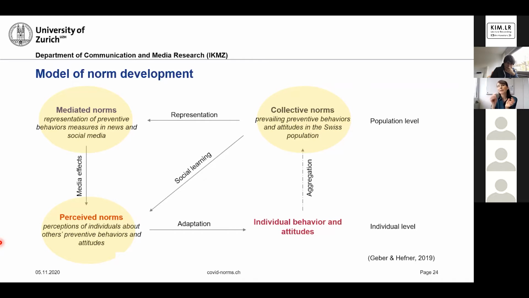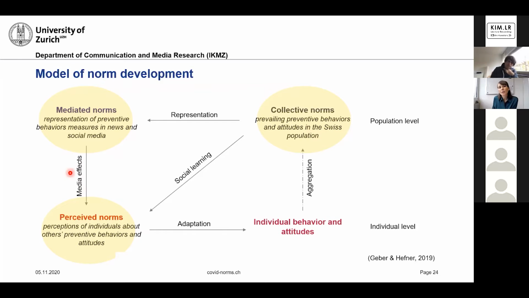And the basic idea is that health protection measures and the compliance with health protective measures in the population are represented and discussed in the media, in news media, but also in social media. And that these mediated norms have an impact on what we perceive as a widespread and socially approved behavior. And there are different media effect theories that indicate that there's such an impact of media messages on normative perceptions, like the cultivation theory, for example, but also social cognitive theory.